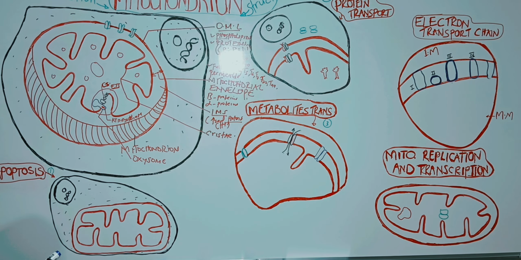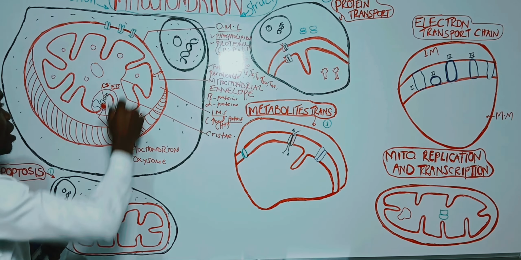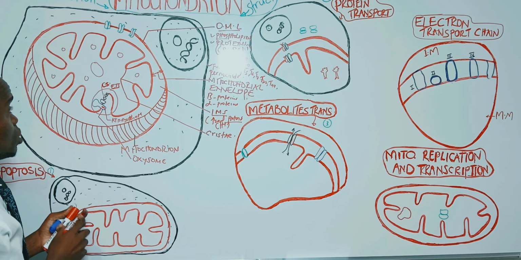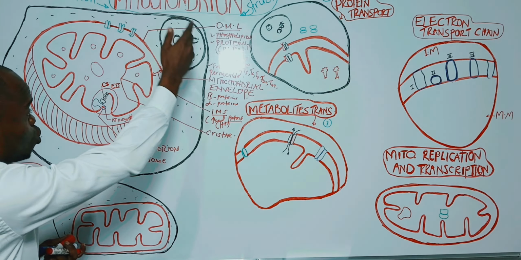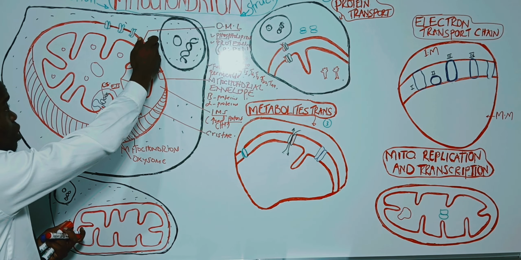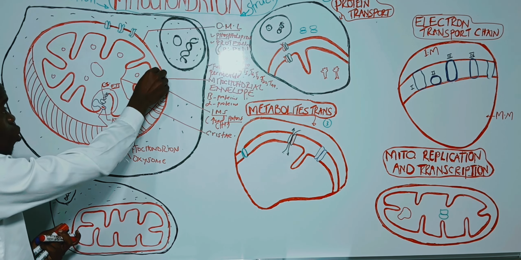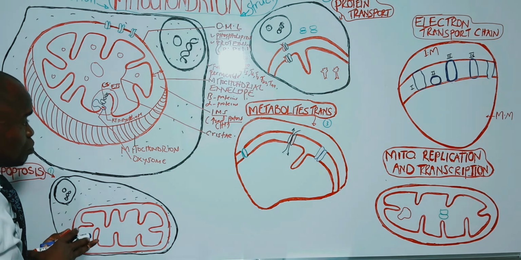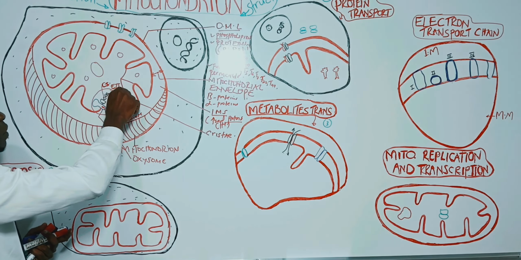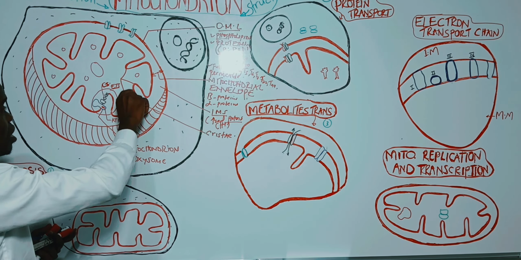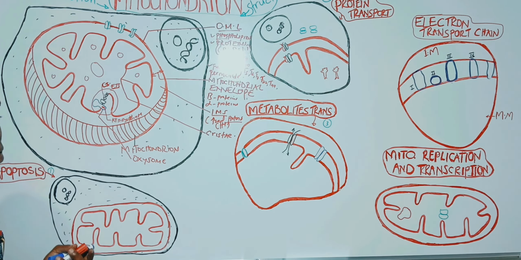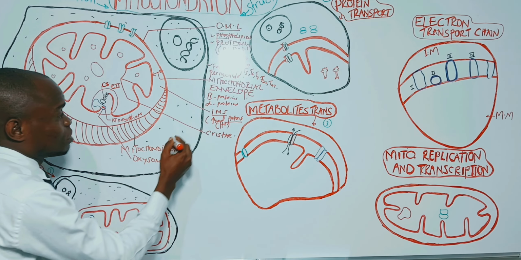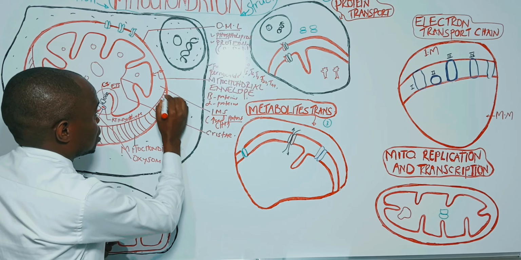And then also, inside here, we have the outer covering, which is the outer mitochondrial membrane, and also the inner mitochondrial membrane. Then we have the intermitochondrial space. Then we have the cristae, which are an invagination of the inner membrane. The inner membrane is partially permeable.